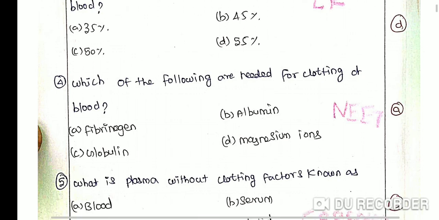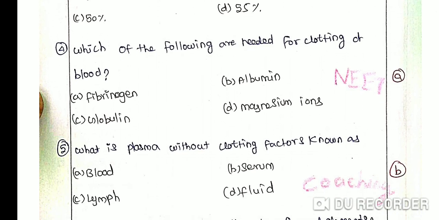Which of the following is needed for clotting of blood? Option A fibrinogen, option B albumin, option C globulin, option D magnesium ions. The correct answer is option A fibrinogen. Fibrinogen is needed for clotting or coagulation of blood. Globulins are primarily involved in defense mechanisms of the body, and albumins help in osmotic balance.